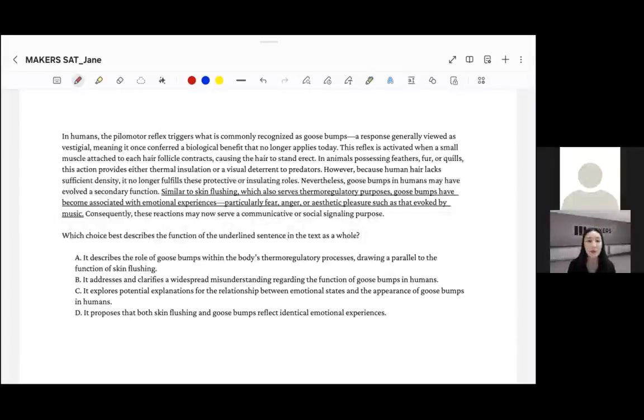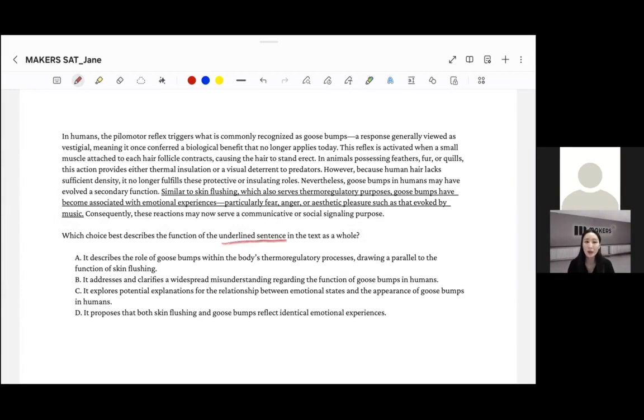Nevertheless, goosebumps in humans may have evolved a secondary function. Similar to skin flushing, which also serves thermoregulatory purposes, goosebumps have become associated with emotional experiences, particularly fear, anger, or aesthetic pleasure such as that evoked by music. Consequently, these reactions may now serve a communicative or social signaling purpose. And the question we have here is, which choice best describes the function of the underlined sentence in the text as a whole?